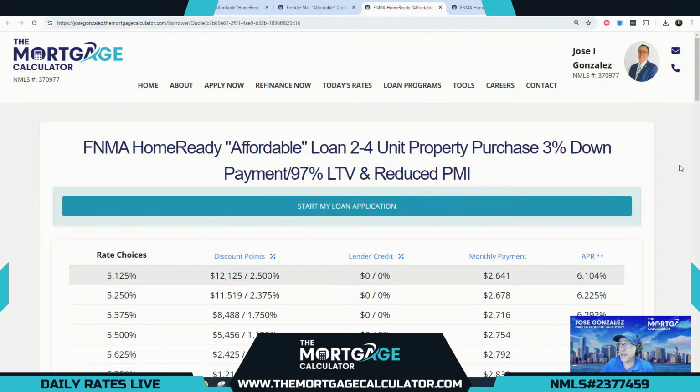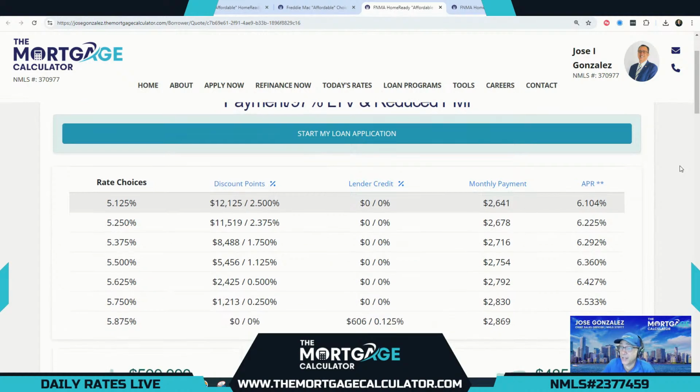Now we have another Fannie Mae Home Ready option, which is for a 2 to 4 unit property purchase, still at 97% LTV. And you will note that there is not a loan level price adjustment for the 2 to 4 unit property configuration. So again, same rates you just saw, lowest cost option 5.875 at a cost of 0.125, lowest rate option 5.125 at a cost of 2.5 points.